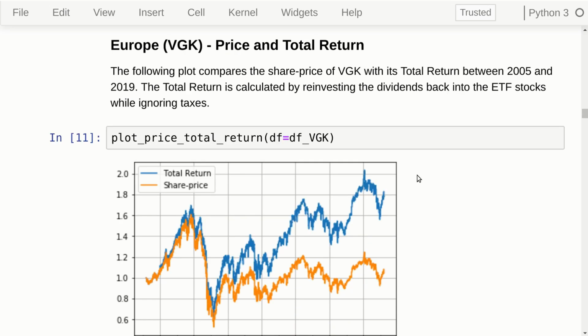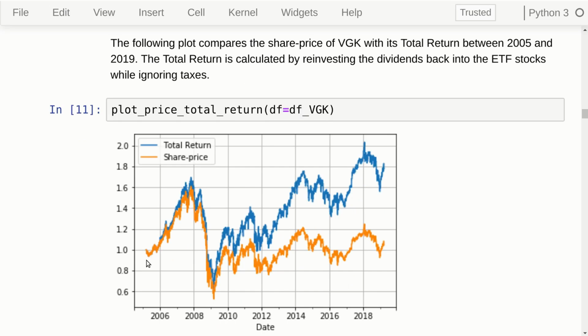Let us first consider the price and total return of the VGK ETF, and it is shown in this plot here, which goes from the year 2005 to 2019. And the yellow line is the share price, and the blue line is the total return, so that is the share price with the reinvestment of dividends without having to pay any taxes on those dividends.